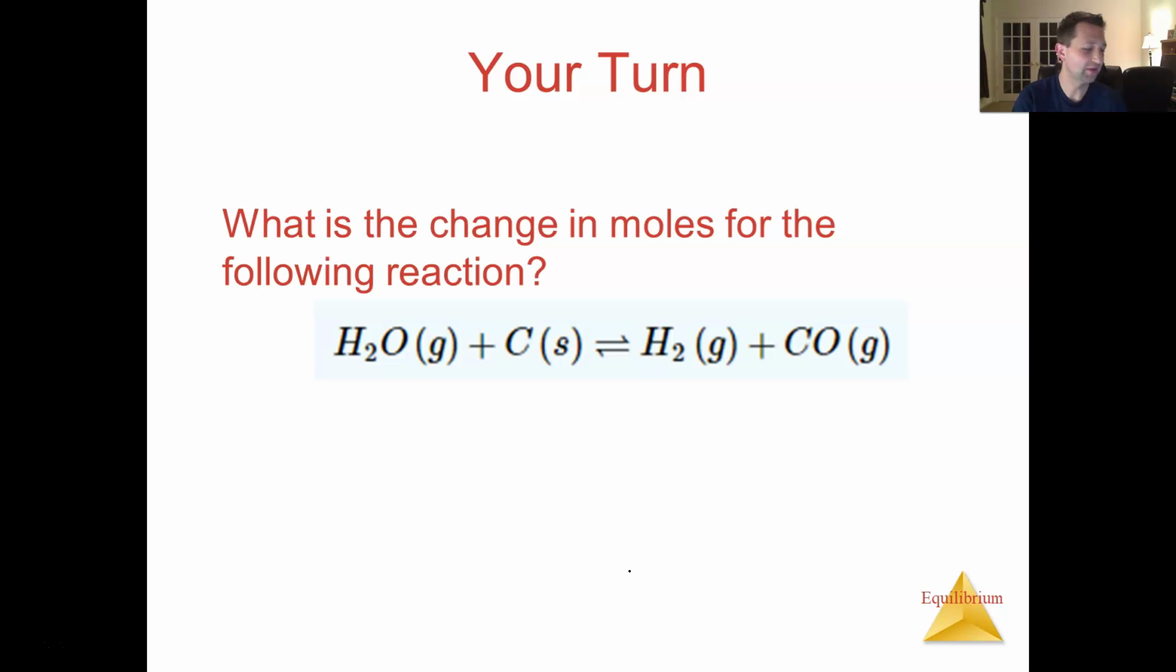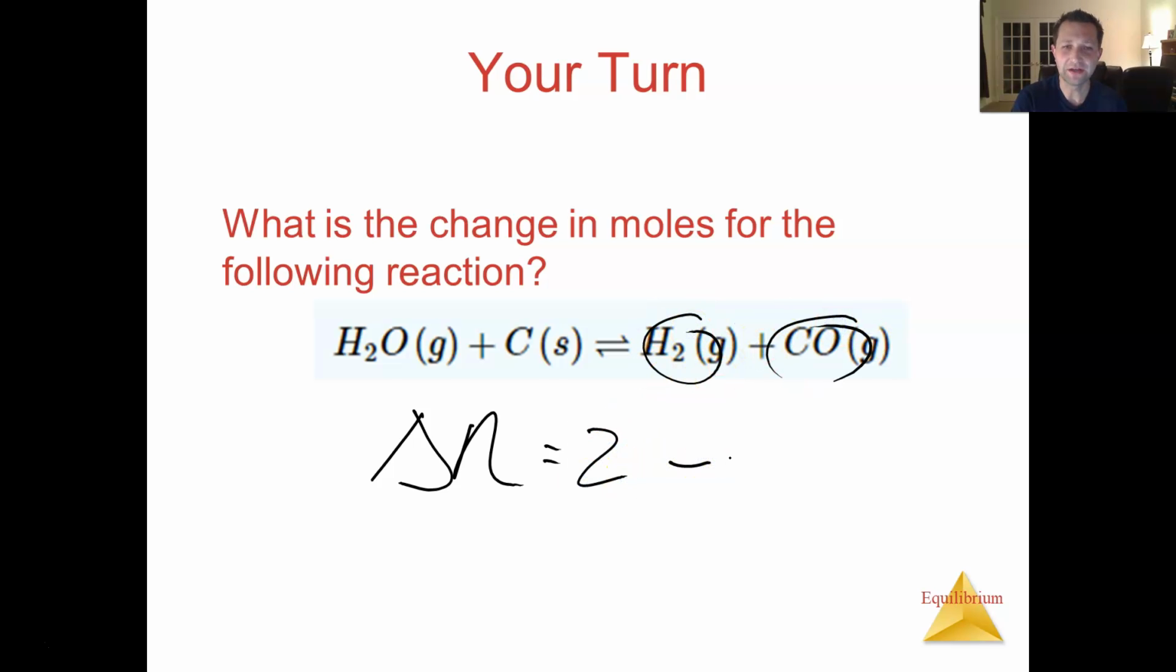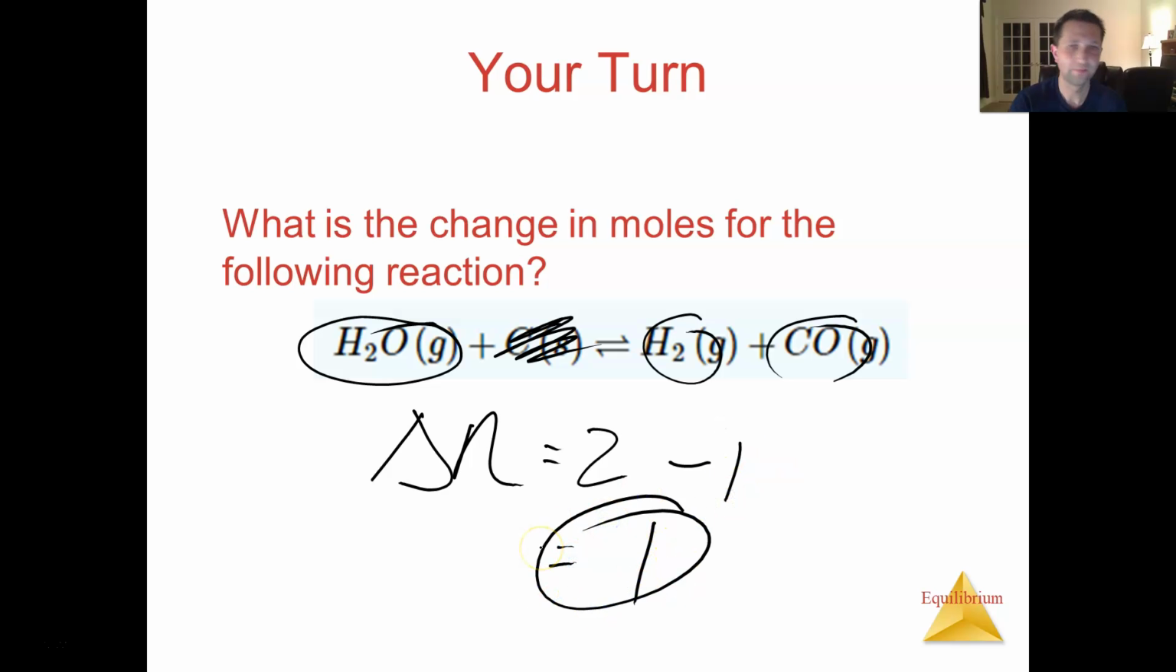Last one. I want the delta N. Okay. What's the change in moles for the following reaction? What is the delta N? Take a second and we'll go over it. Okay. Do not make a dumb mistake here. It's the moles of gaseous product, which is 1, 2, minus the moles of gaseous reactant. That's the only gas. Carbon's a solid. You don't count it. Delta N is 1. Okay? So, very, very easy question.